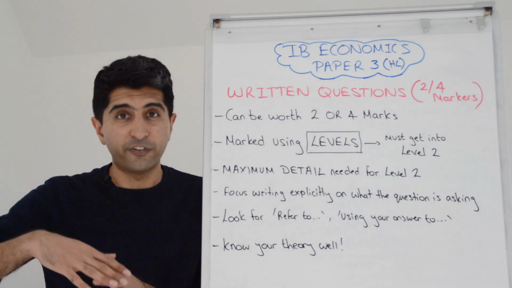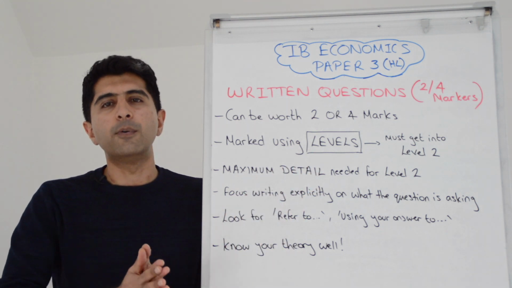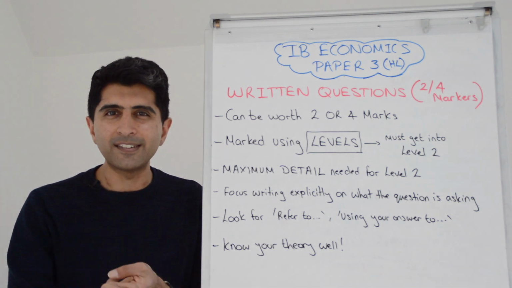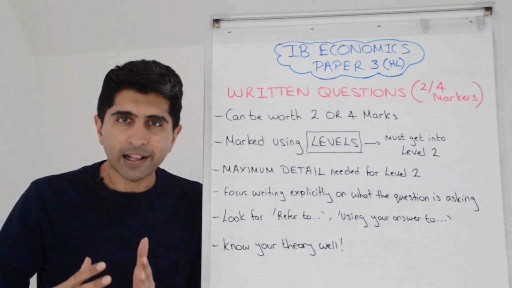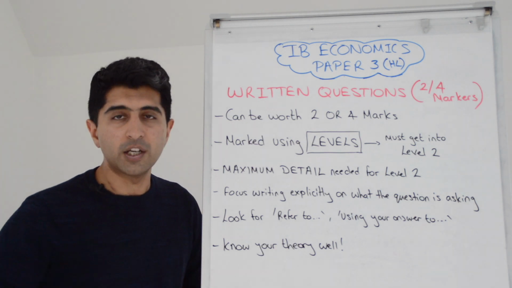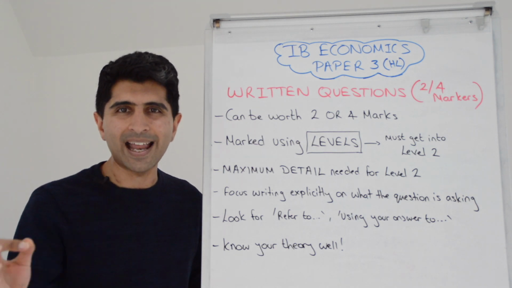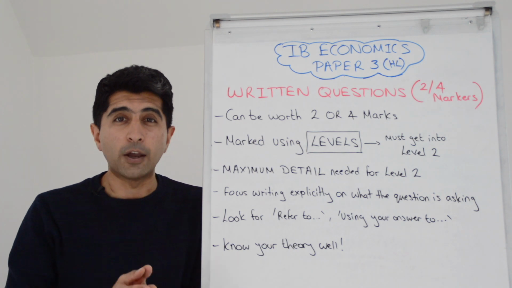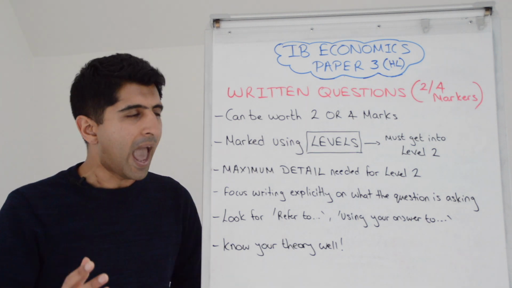Now, if it's a two marker, for example, a definition, like we've seen in paper two, look for two parts of that definition. Look to give an example, look to give an equation, if that's relevant for that two mark question. That way, hopefully, you are nailing down that level two. If it's a four marker, you can't miss anything out. You've got to give a full, detailed, relevant explanation.